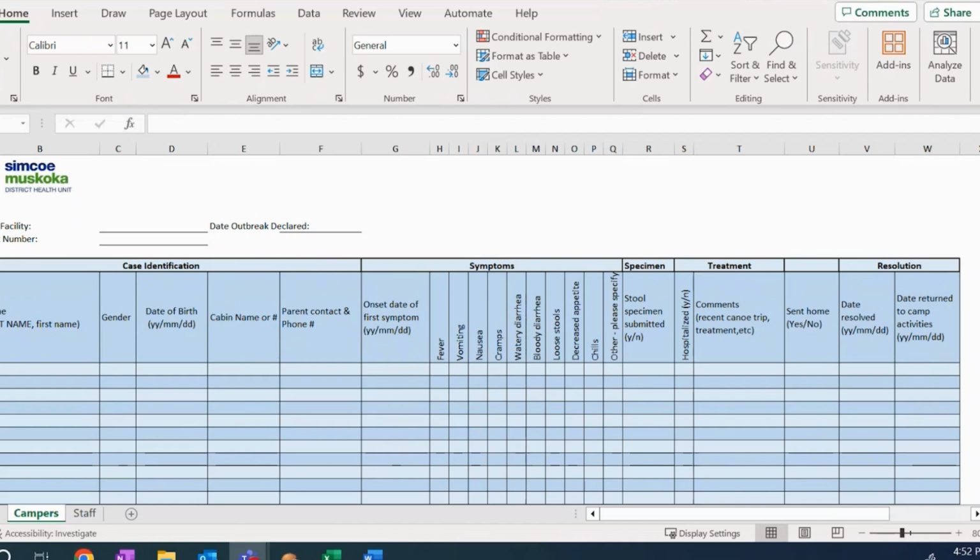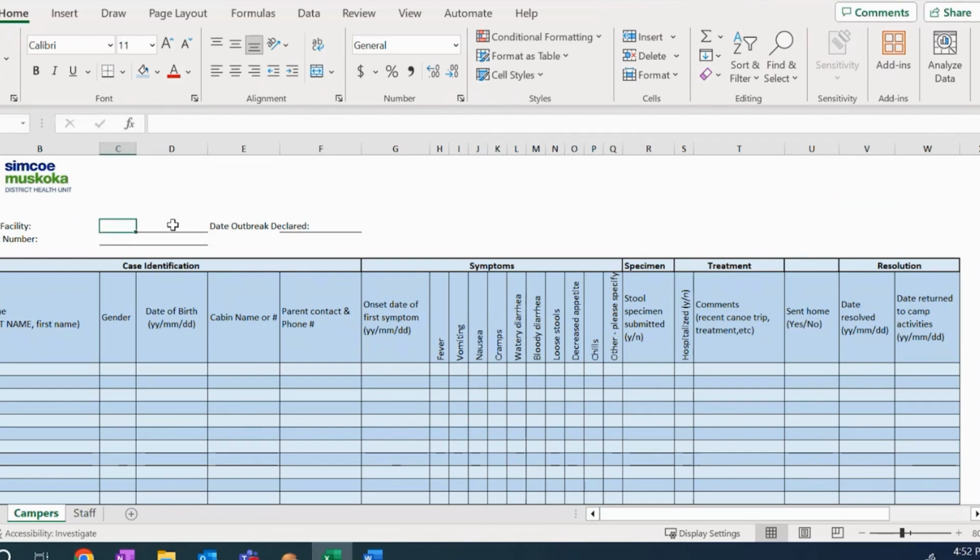The information provided on the line list can allow us to create a visual graph to look at the spread of the outbreak over time. This information can allow us to figure out when to declare the outbreak over as well. We'll want to use two line lists, one for campers and one for staff.